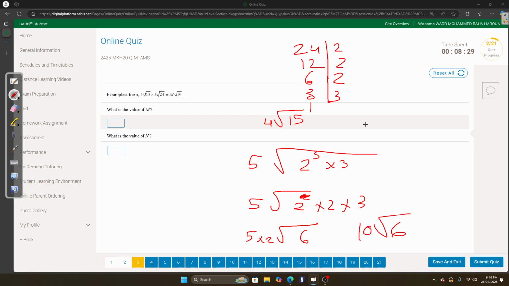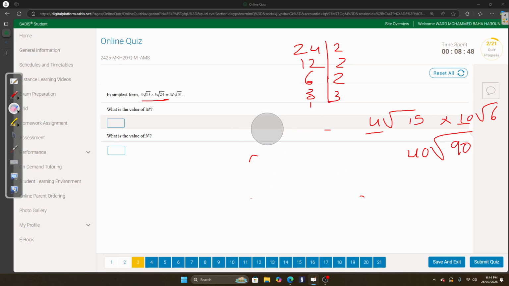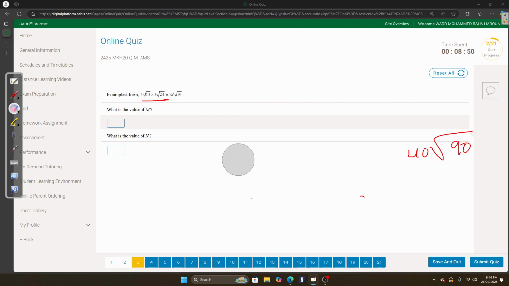Now what we do is we multiply this with this, because those are the answers of both of these. Times 10 radical 6. You're gonna get 40 radical 90, I think. Yeah, 90. Now, you might think that's the final answer. Honestly I also thought so, but it's not. You can prime factorize this. Keep this normal. You don't do anything with this, just prime factorize this.